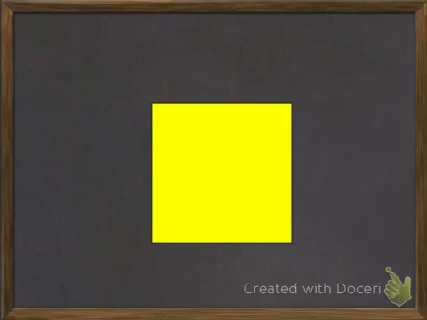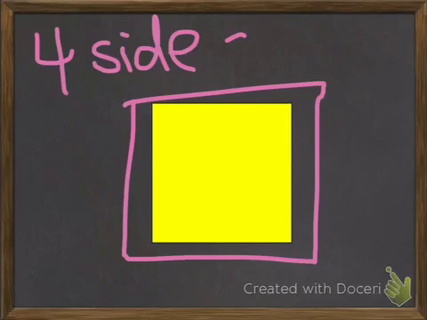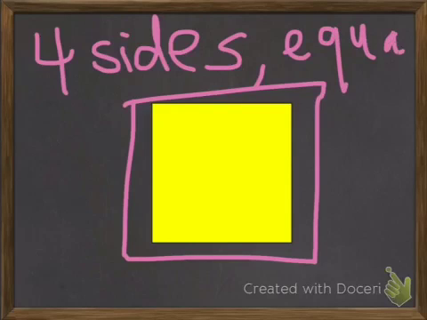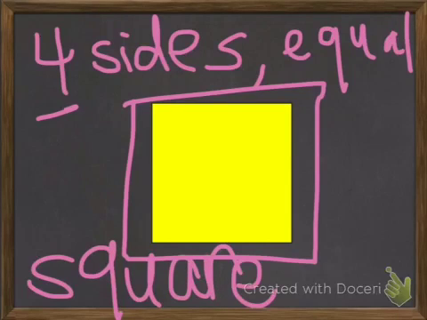Let's review about some polygons. Let's go over some polygons. This polygon has 1, 2, 3, 4 sides. 4 sides. And we know that the sides are equal. When all the sides are equal, what is it called? It's called a square. A square is a quadrilateral because it has 4 sides, but it's called a square.